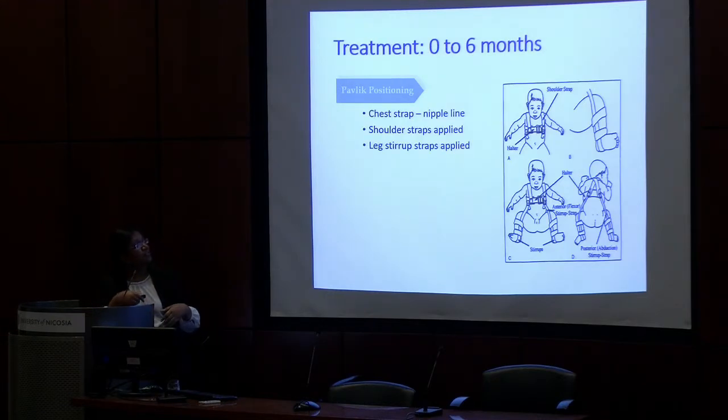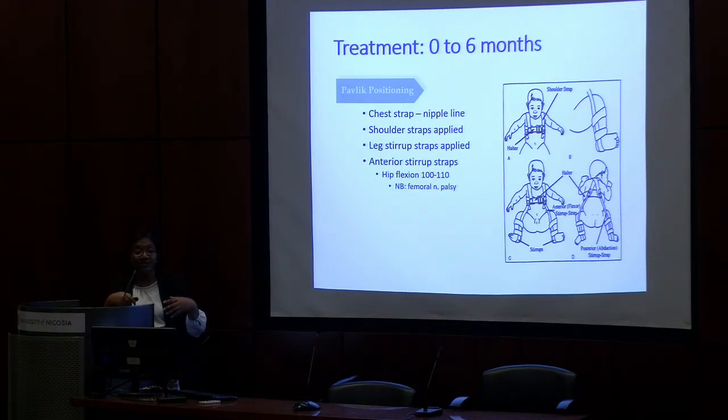So when you put the straps on, you put the chest straps on first, the shoulder straps, the leg straps, and then you adjust the anterior straps. But when you adjust the anterior straps, you have to be careful not to flex the hip more than about 110 degrees, because then you might pinch off the femoral nerve and cause a femoral nerve palsy. So we always tell parents to make sure their children are extending their knees, and if they're not, for them to call us right away.